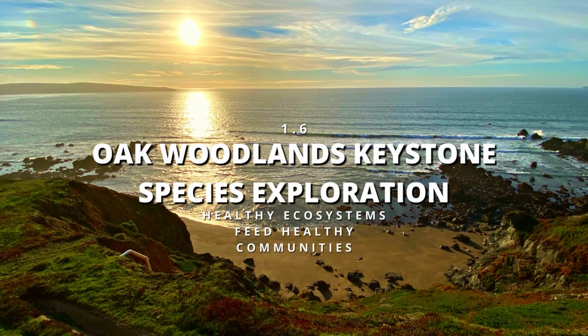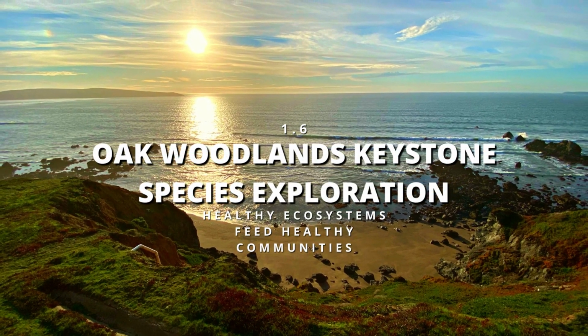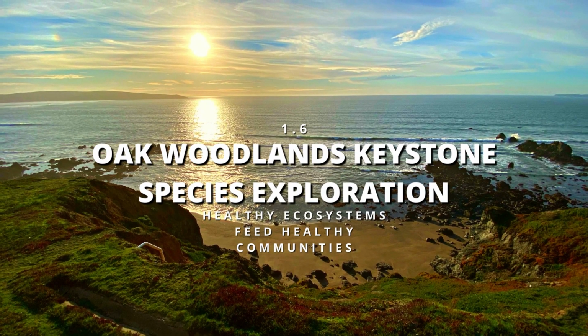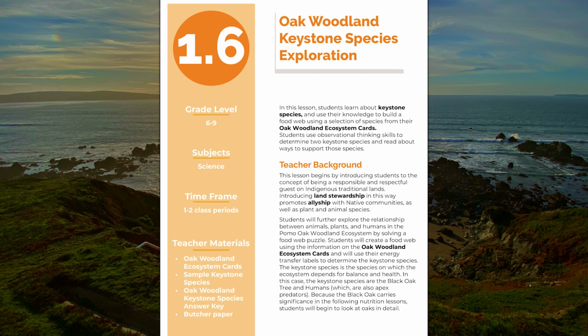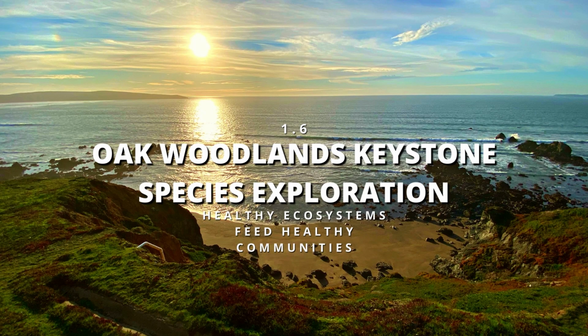Lesson 1.6 of our California Indian Foods Unit is titled Woodlands Keystone Species Exploration. In this lesson, students will build upon their knowledge base from the previous two lessons about keystone species in order to build a food web using species from the Oak Woodlands ecosystem cards. Students will also learn how they can be an ally to Native communities and support their use of land stewardship and integration of traditional ecological knowledge to support healthy ecosystems.